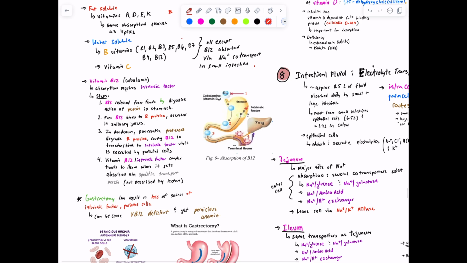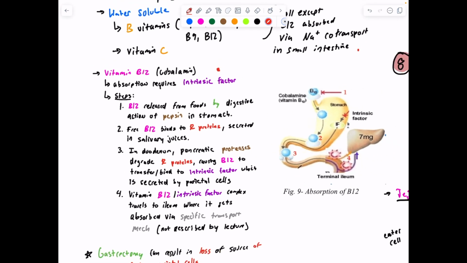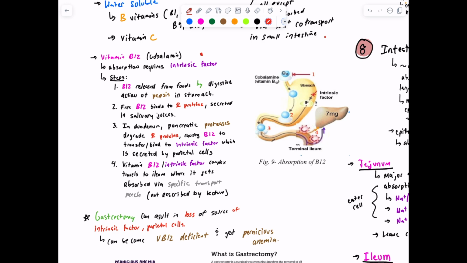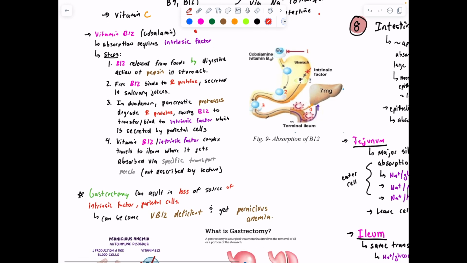Vitamin B12 is the exception, and this is going to require intrinsic factor, so B12 cobalamin requires intrinsic factor. B12 is released from foods by digestive action of pepsin in the stomach. B12 binds to R proteins secreted in salivary juices in the duodenum. The pancreatic proteases degrade the R proteins, causing B12 to transfer and bind to intrinsic factor, which is secreted by parietal cells in the stomach.